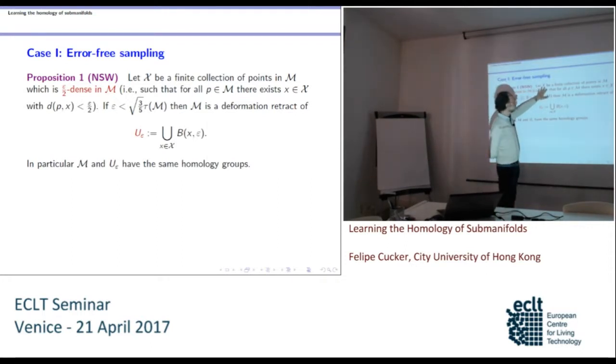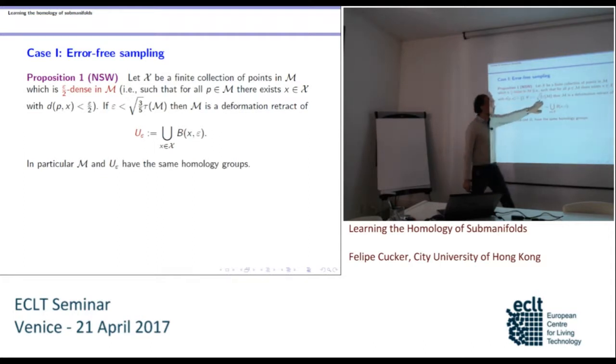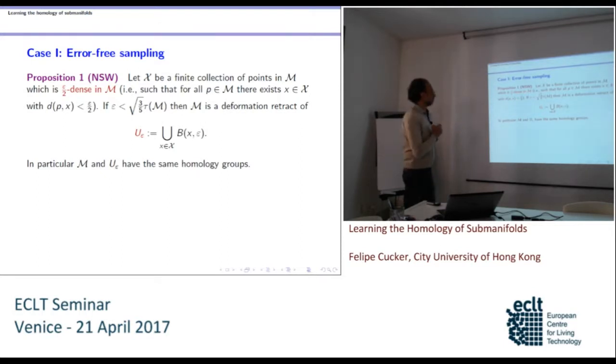Assume that you have a finite collection of points in a manifold. So we are beginning to be close to what we are interested in. We are drawing points from a manifold, but for the time being, don't think of probability, just geometry. I have a finite collection of points X in a manifold M, which is epsilon over 2 dense in M. This means that for every point in M, there exists x in X at a distance at most epsilon over 2. Okay? So my collection of points is sufficiently dense in M. Any point in M is sufficiently close to a point in X. Okay?